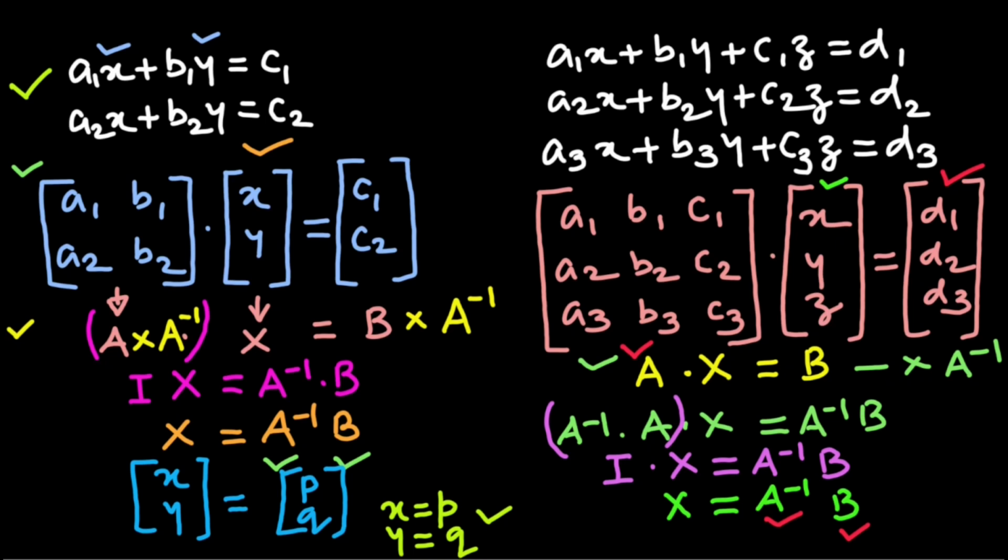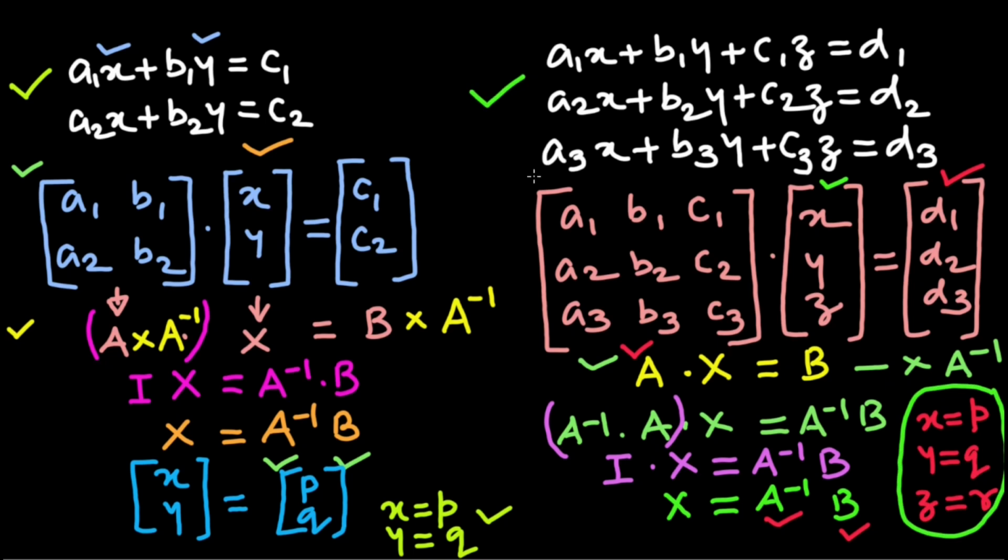So by equality of matrices we will finally get the values of the variables as x equals, suppose, p, y equals q, and z equals r. This will be the solution of these three linear equations in x, y, z. So this is how we can make use of matrices and the inverse of a matrix to solve linear equations in two variables or three variables.